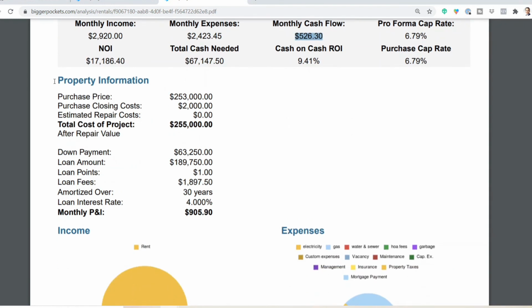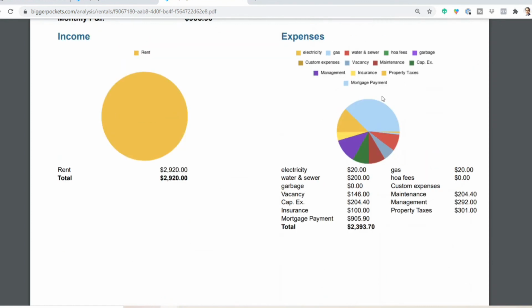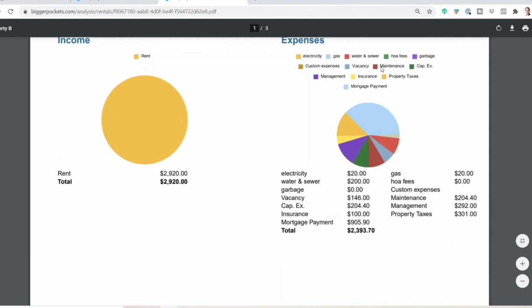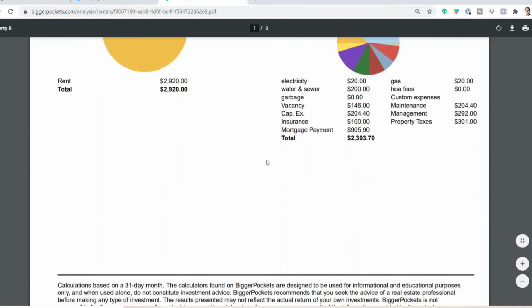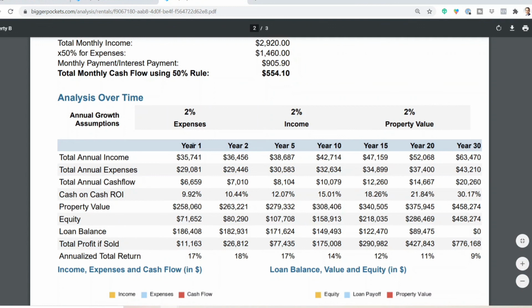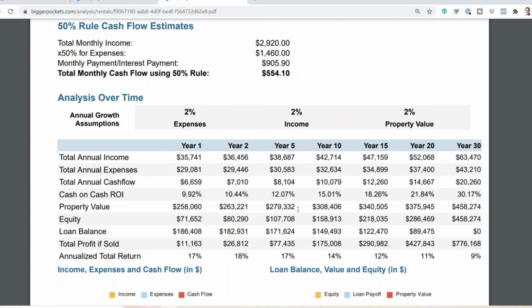If you scroll down slightly, you'll see all this property information and a bunch of the assumptions we've made. We're assuming that your down payment is $63,250 and your loan fees were $1,897.50. At a 4% interest rate, that would bring your principal and interest monthly payment to $905 a month. Then if you scroll down here, you can actually see all of the breakdown color-coded expenses that you're probably going to have while you own this property. This makes it extremely easy to read and differentiate what is actually going on. And then when you scroll down even more, again, you have that nice 30-year chart of the property and what you anticipate making over the long period of time.